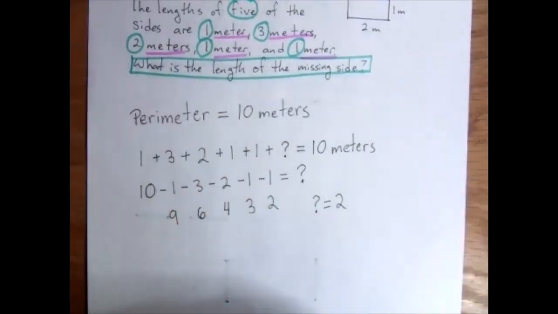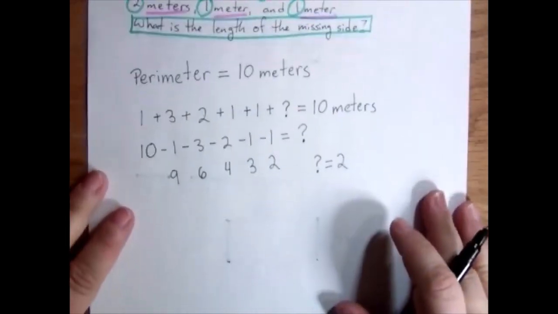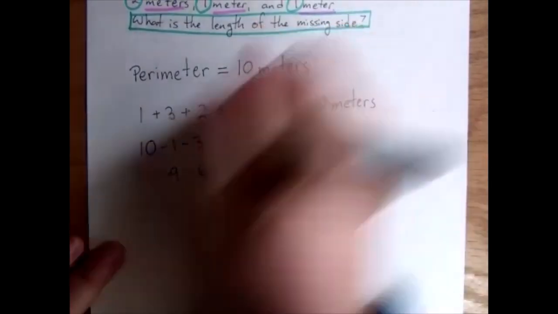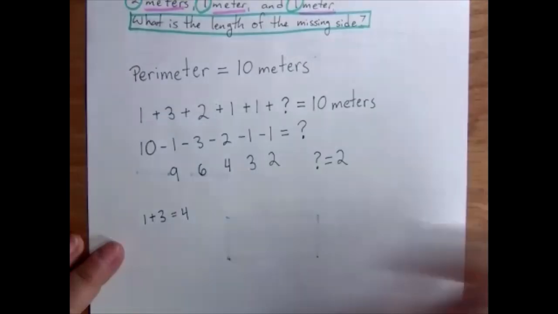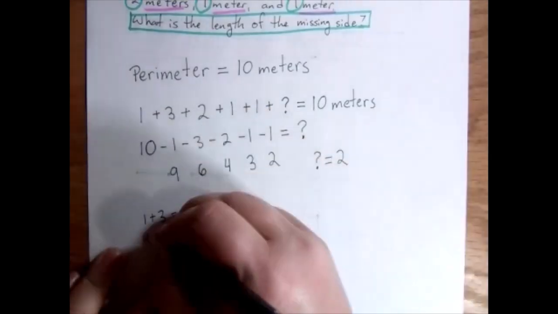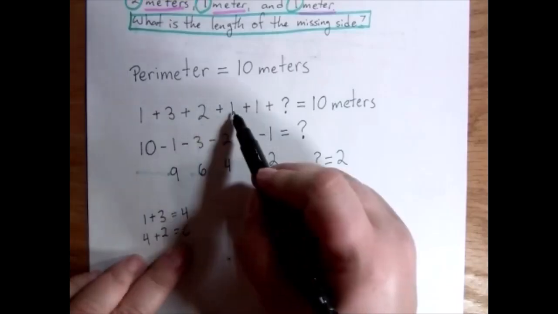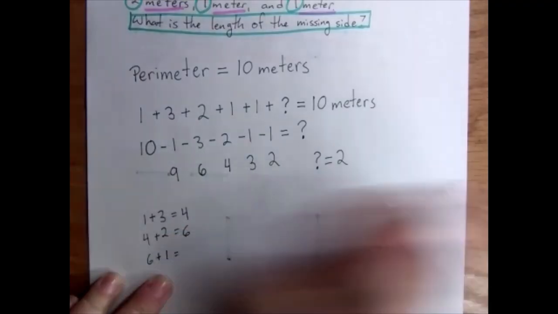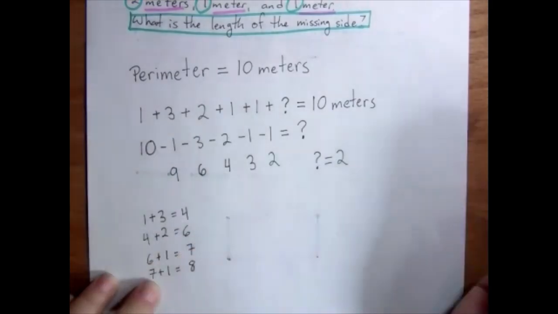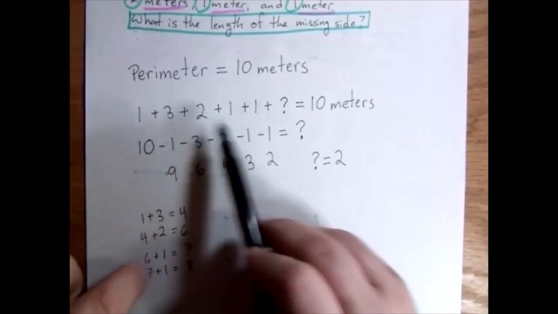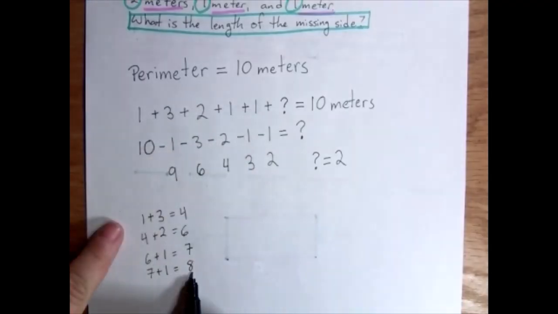Let's try the other way where we combine the known lengths together and then subtract that from 10. So we're going to check our work by doing that. First I'm going to do 1 plus 3. 1 plus 3 is 4, okay? And then I'm going to add 4 plus 2. 4 plus 2 is 6. And then 6 plus 1. 6 plus 1 is 7. And then 7 plus 1 is going to be equal to 8. So now I've done 1, 3, 2, 1, 1. So I know that all of the known sides that I have are equal to 8 meters.